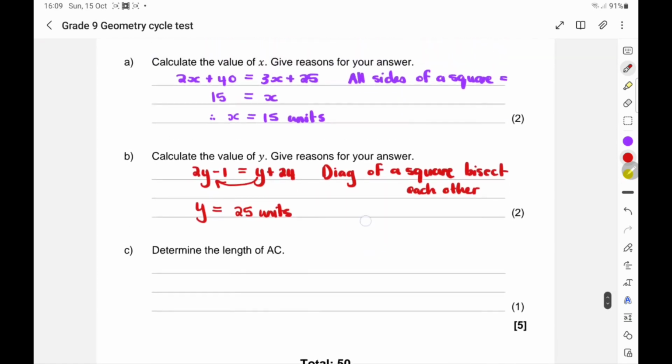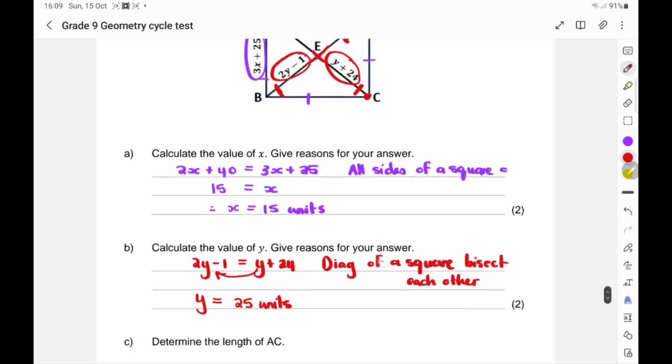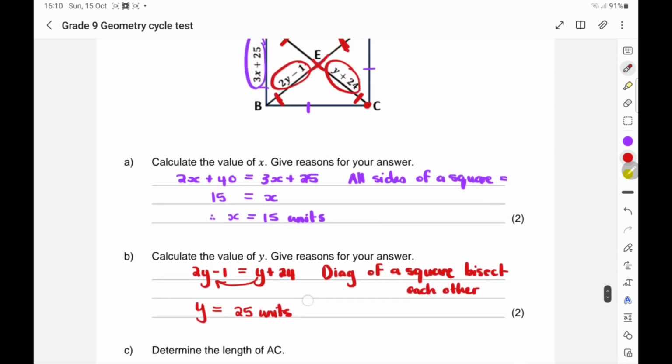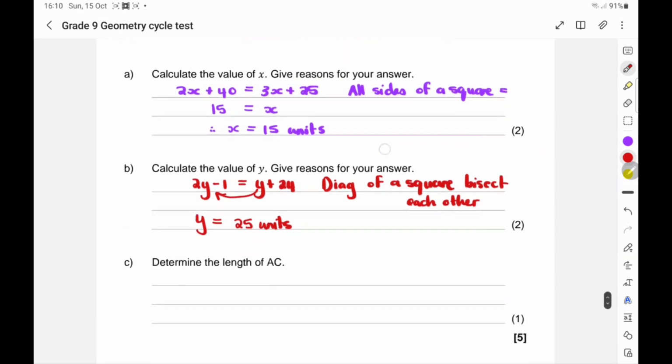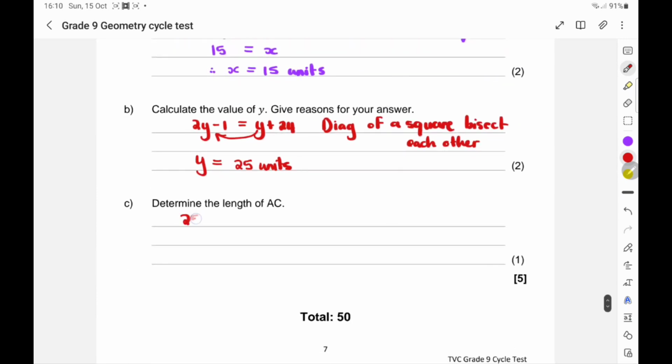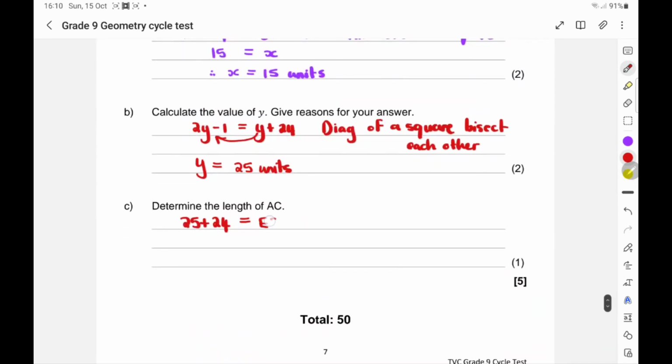And then lastly, determine the length of AC. AC over there. So if y is 25, now we need to replace the y with 25. 25 plus 24 is equal to EC's length. Okay, so thus EC is equal to 49. Am I right? Yes, okay.